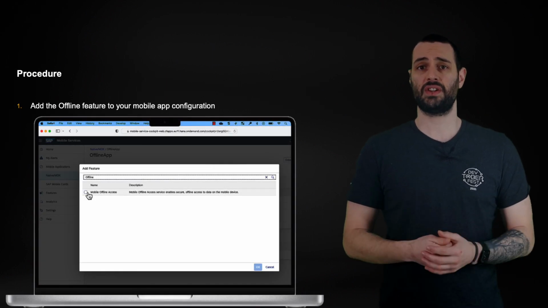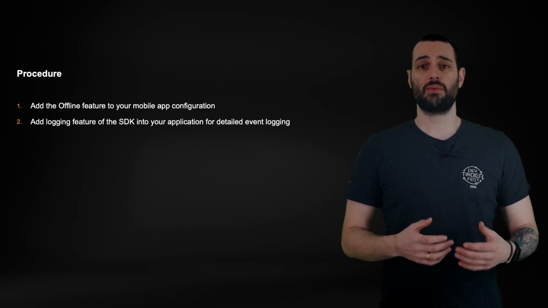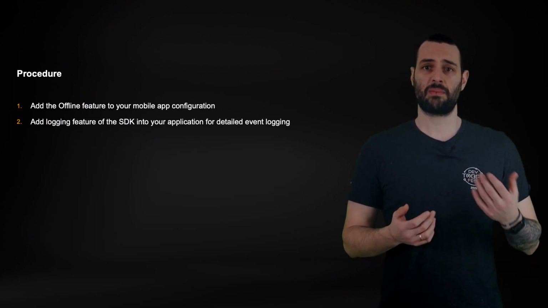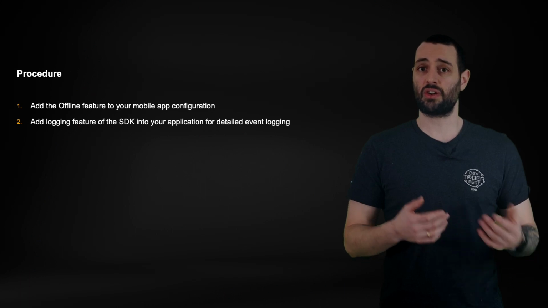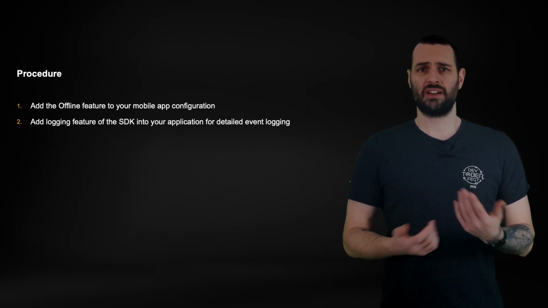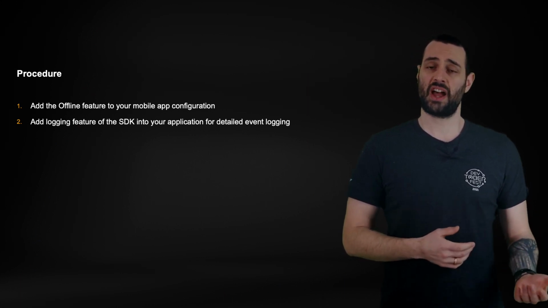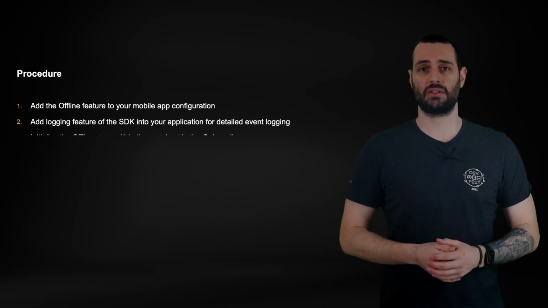First, we add the offline feature to the mobile app configuration in Mobile Services. Then we add the logging feature to our application and the client log upload feature to our cloud configuration on Mobile Services. This is not necessary, but we highly recommend it to receive network traces and client logs while you develop your app, as well as in production.